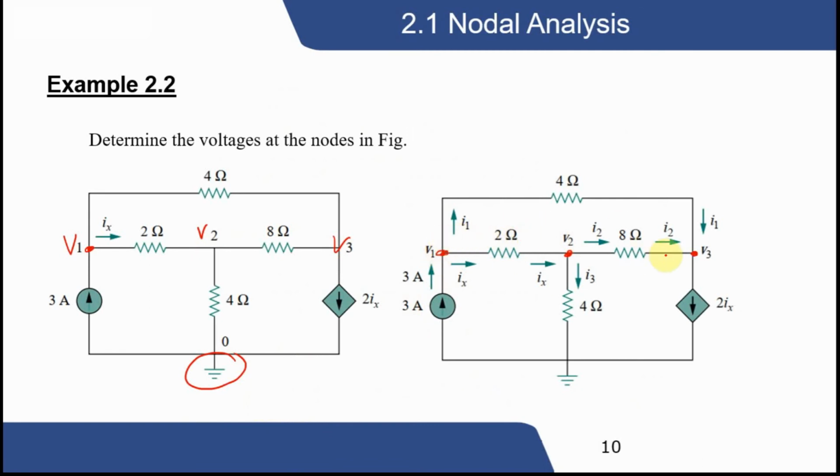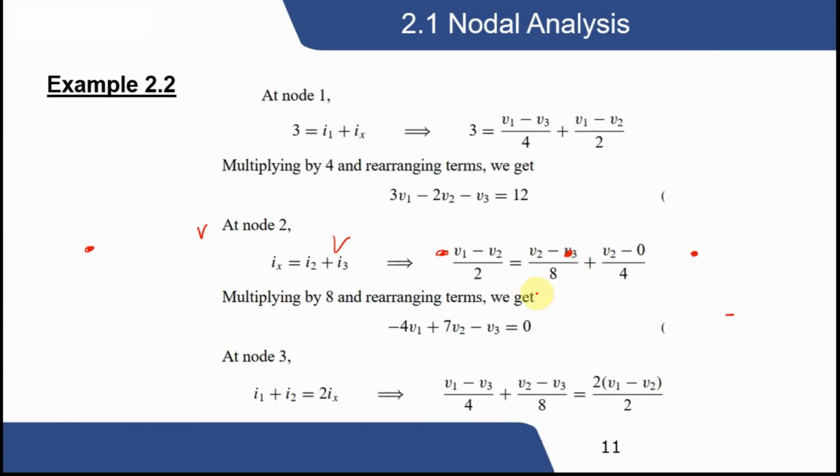I1 is V1 minus V3 divided by 4, and next we have I2, which is V2 minus V3 divided by 8, and we have 2Ix. Where is Ix? Ix is V1 minus V2 divided by 2 ohms. So we can see that V1 minus V3 divided by 4 plus V2 minus V3 divided by 8 equals 2 times V1 minus V2 divided by 2.